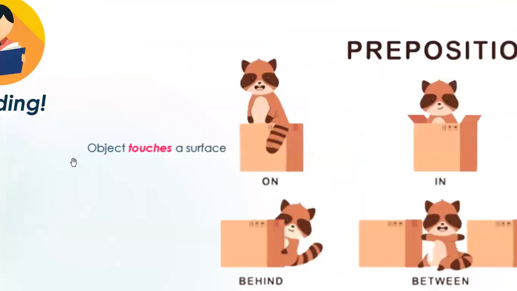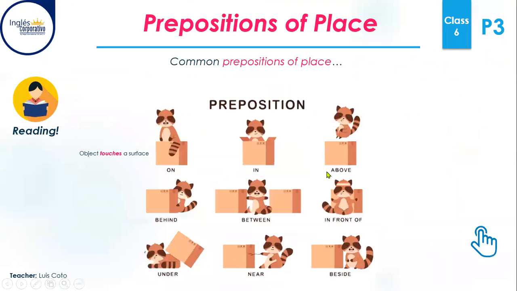Let's see. What else? Object. What is the meaning of on? Simple. Can you read it, guys? Object, such as a surface. What is the meaning of surface? Superficie. Correct. On, when the object touches, con el objeto touches the, read it in English, okay. Object touches a surface, correct, okay.